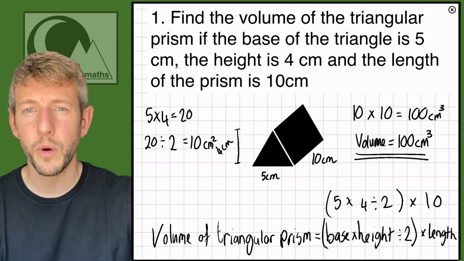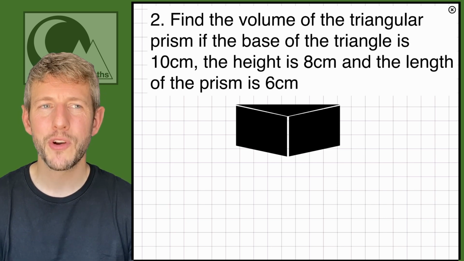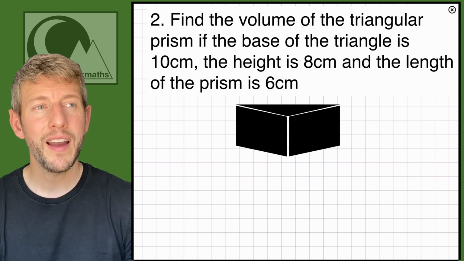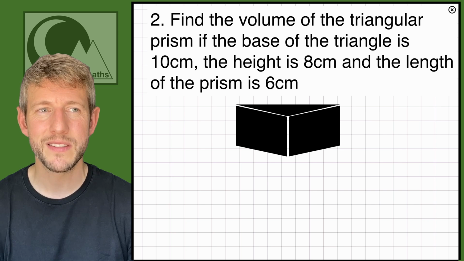Okay, let's try another one. Oh, okay, here we go. We've got question 2. And this one says, find the volume of the triangular prism if the base of the triangle is 10 centimeters, the height is 8 centimeters, and the length of the prism is 6 centimeters.